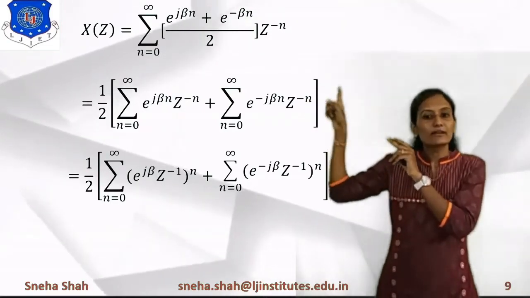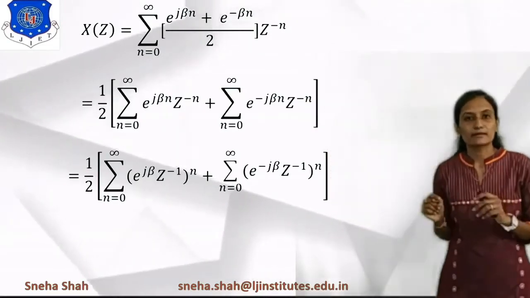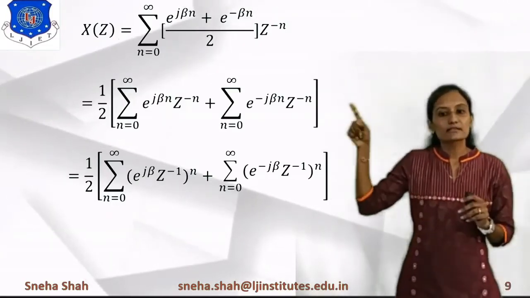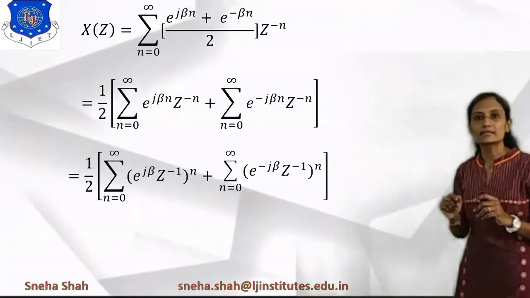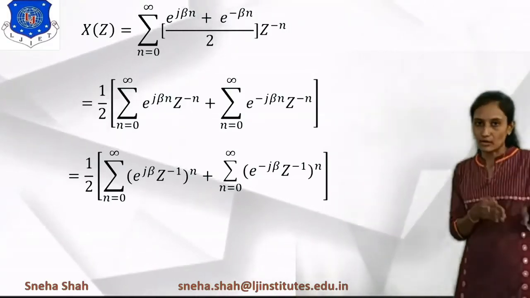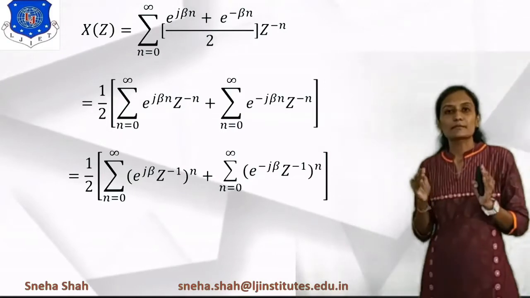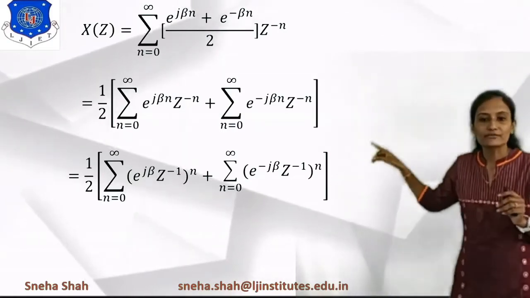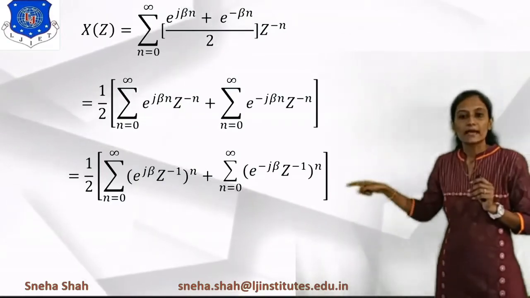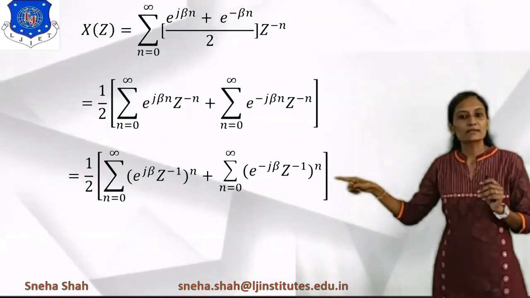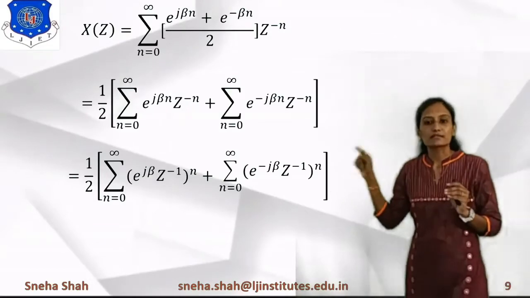Now this 1 by 2 is taken as a common part, right? Now I am converting these two terms in the form of capital A raised to n. So what will be the term? 1 by 2 will be the common part. The first summation is summation n equals 0 to infinity. The first term is e raised to j beta into z raised to minus 1, all raised to n. And the second term is e raised to minus j beta into z raised to minus 1, all raised to n.